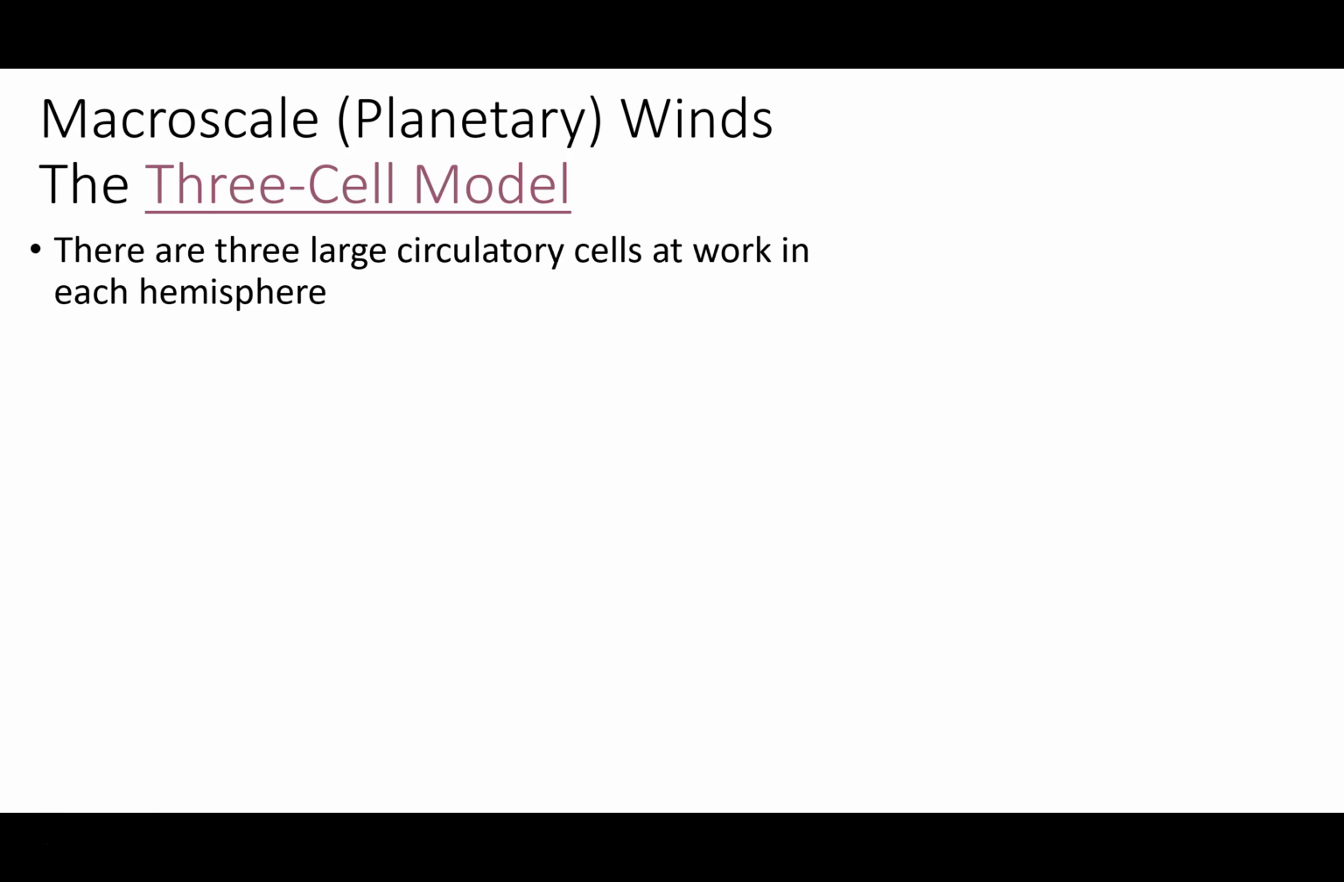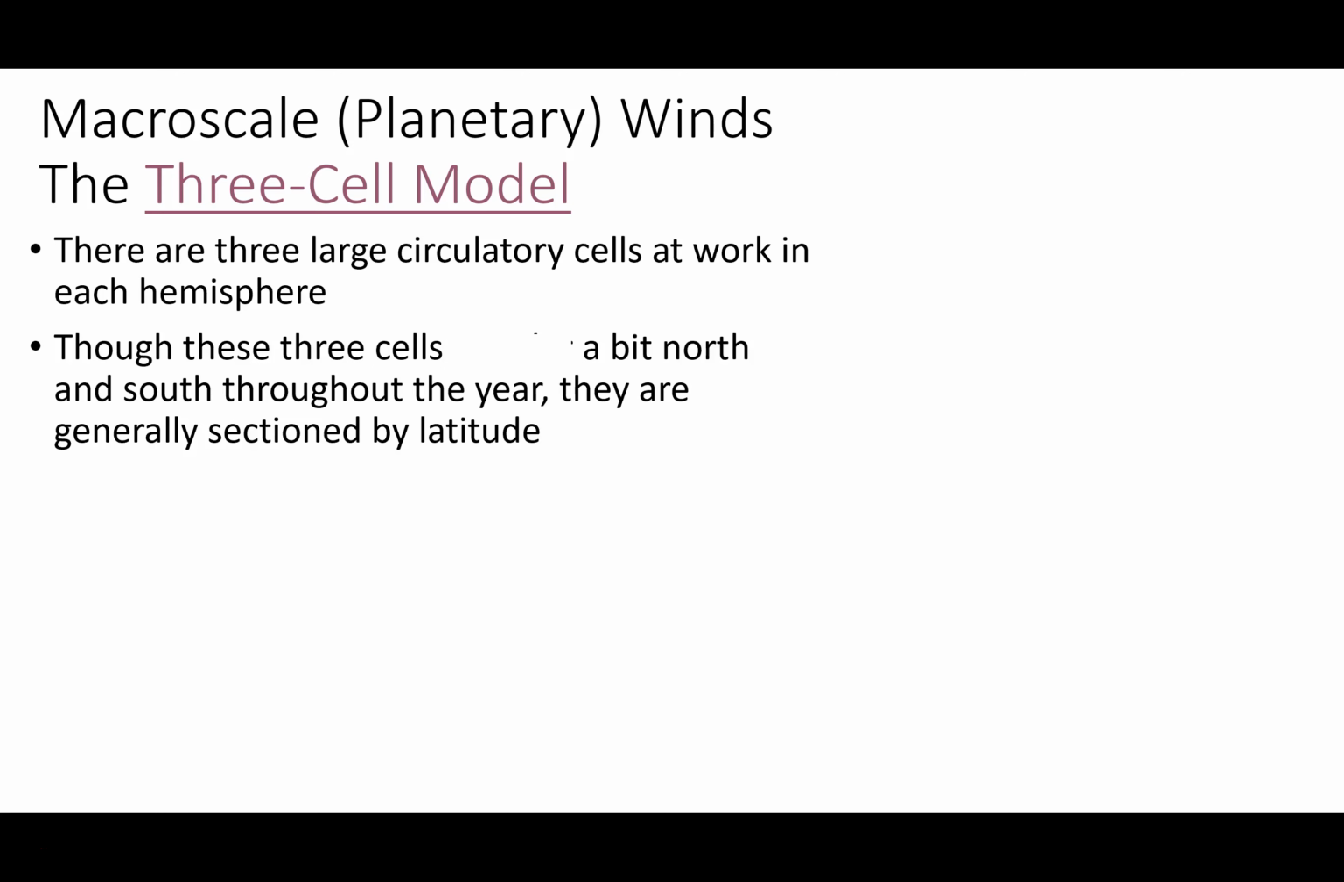So I almost say 6. This is where I start to fuss a little bit. I'm like, they say 3 cells. Well, actually, there's 3 cells in the northern hemisphere and 3 cells in the southern hemisphere. So 3 plus 3 is 6. And one of them is the Hadley cell.